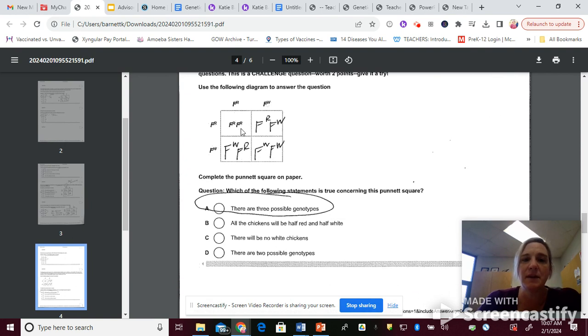Of these choices, there are 3 genotypes. Well, this is 1 genotype. This is 2 genotypes. And then this is 3. That is true. But I would still go through and see, do any of the others make sense? They will all be half red and half white. No. There will be no white chickens. No. There are 2 possible genotypes. No. So this is your correct answer.